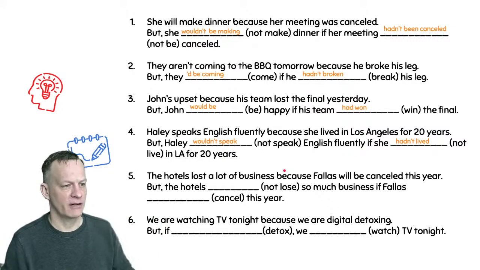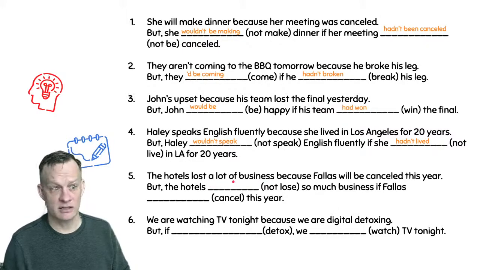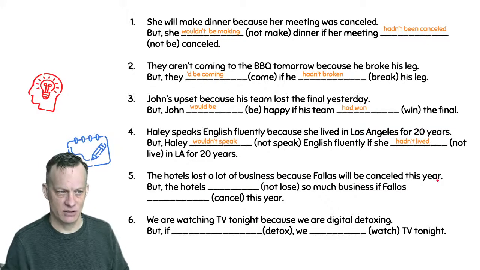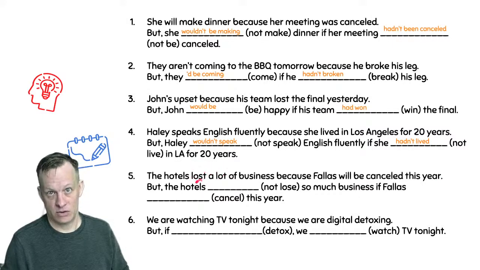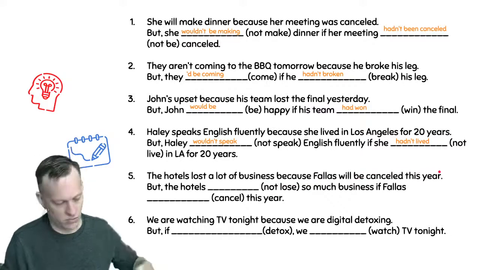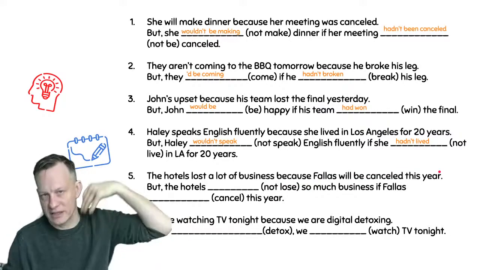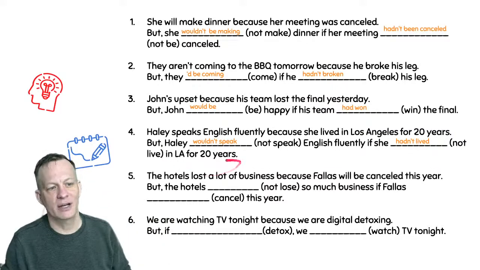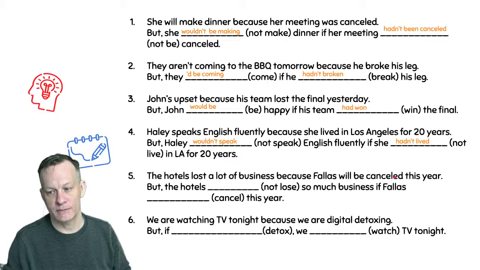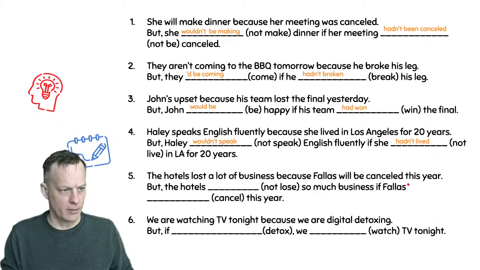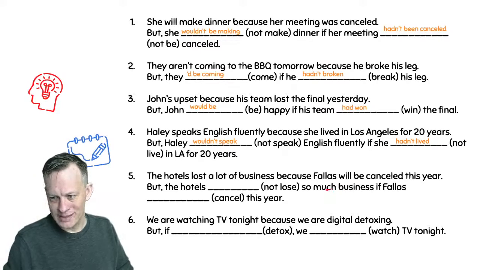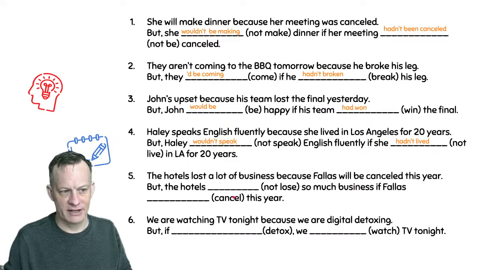Okay, so number 5. The hotels lost a lot of business because Fias will be canceled this year. So they lost a lot of business because in the future they will cancel Fias. I know it's already been canceled, but let's just assume that it's the future. So now we're connecting the past with the future. Before we were doing the future with the past, but now we're connecting the past to the future. The hotels, Santi says, wouldn't have lost so much business if Fias didn't cancel.